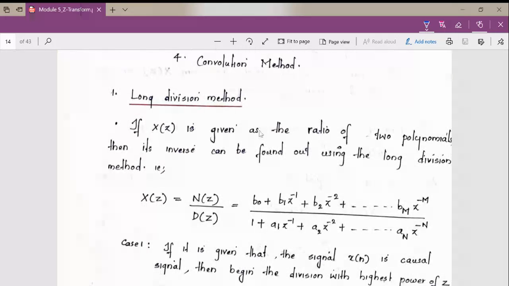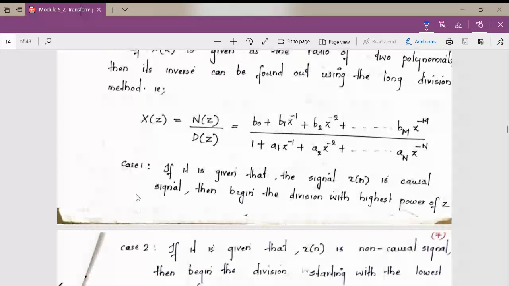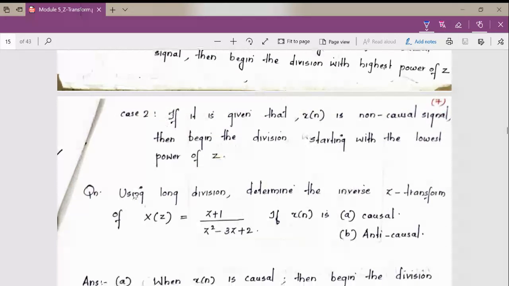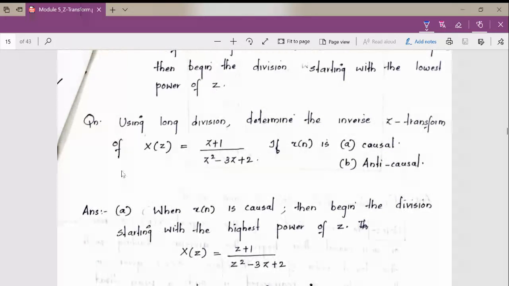If X of z is given as the ratio of two polynomials, then its inverse can be found using the long division method. So X of z is given as the ratio of two polynomials, and here we are applying the polynomial division method. Okay, so let's see one example.